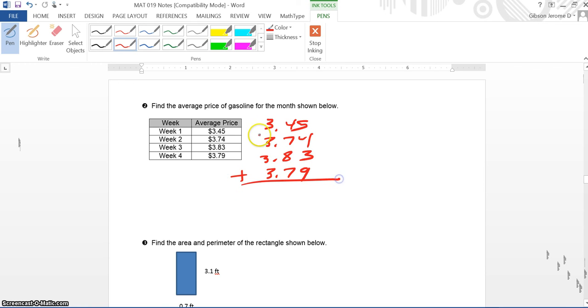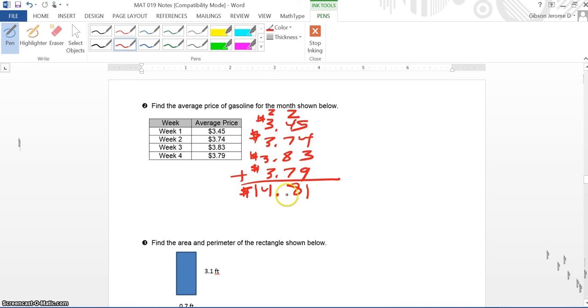And we know these are all dollars. So now we will add these numbers together. 5 and 4 is 9, plus 3 is 12, plus 9 is 21. So we'll bring down our 1, carry our 2. 2 and 4 is 6, plus 7 is 13, plus 8 is 21, plus 7 is 28. So we'll bring down our decimal, carry our 2. 2 and 3 is 5, plus 3 is 8, plus 3 is 11, plus 3 is 14. So we have $14.81.